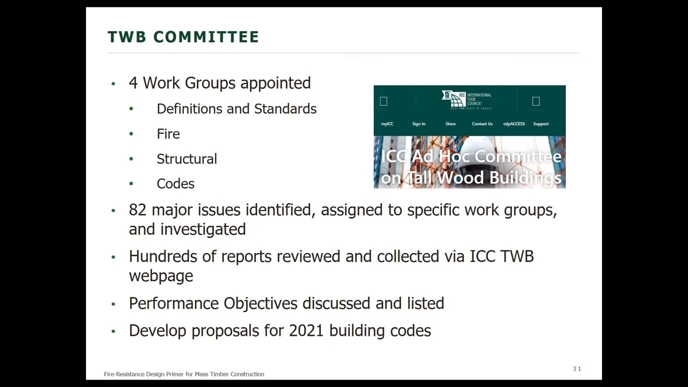When you take a look at this slide, it gives you an idea of everything involved with the effort, the number of work groups that were appointed, how many major issues were identified, and then ultimately assigned to the work groups that were listed above. There's hundreds of reports and a whole bunch of information provided for you. You can locate all of that at the ICC Tall Wood Building ad hoc proposals, the performance objective discussed and listed, and also that we developed proposals for the 2021 editions of the building codes.